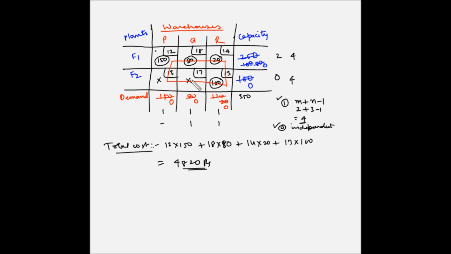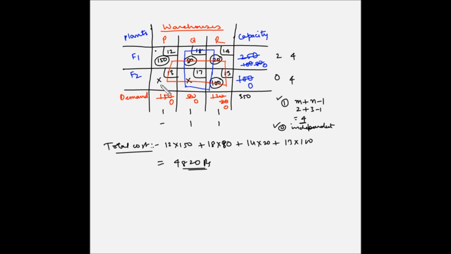And the second water square is F2Q. So let's create a closed path for this square as well. So from F2Q we can move to F1Q, then F1R, then F2R, and then back to F2Q. So basically what we are doing here is we are trying to find out that if we move any of these allocations to the water squares where there is no allocation currently, then will it be beneficial for the total cost?